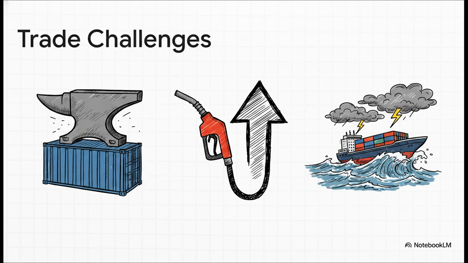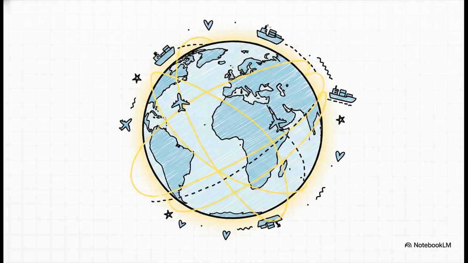Tariffs and taxes can suddenly make goods way more expensive. Transportation costs fluctuate wildly depending on fuel prices. And of course, there are the inevitable delays. Bad weather, port congestion, or even just a simple paperwork error can leave goods stranded at sea for weeks. But even with those problems, the taxes, the costs, the occasional supply chain headaches, the payoff is absolutely undeniable.